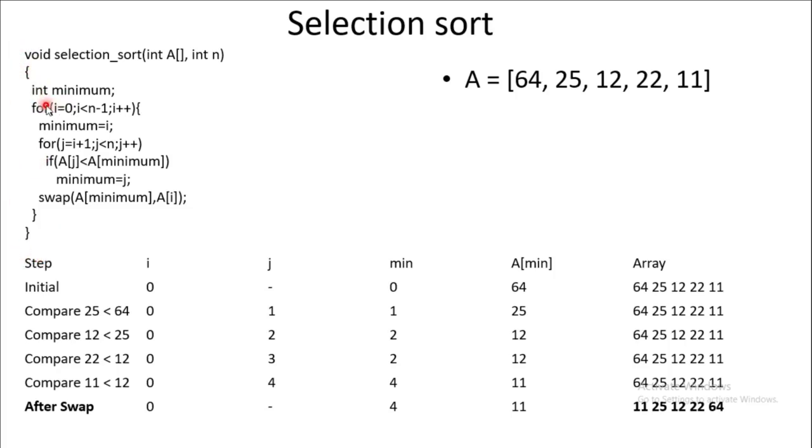So over here we have declared the variable named minimum to store the index of the smallest element found in the unsorted portion of the array.